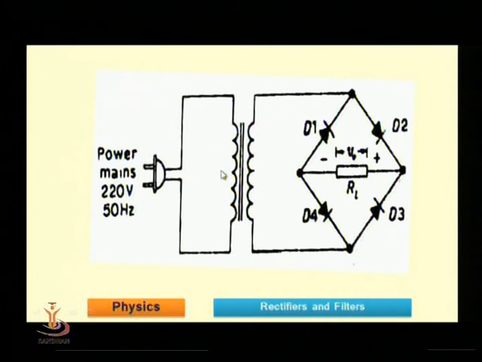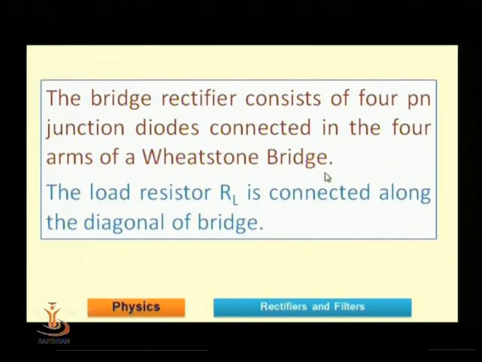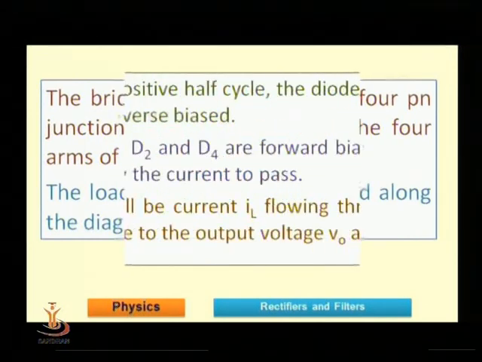So we are connecting the power, 220 volt 50 hertz, D1, D2, D3 and D4, and RL is connected diagonally between the two nodes. Now the bridge rectifier consists of 4 PN junction diodes connected in the 4 arms of a Wheatstone bridge. The load resistor RL is connected across the diagonal of the bridge.